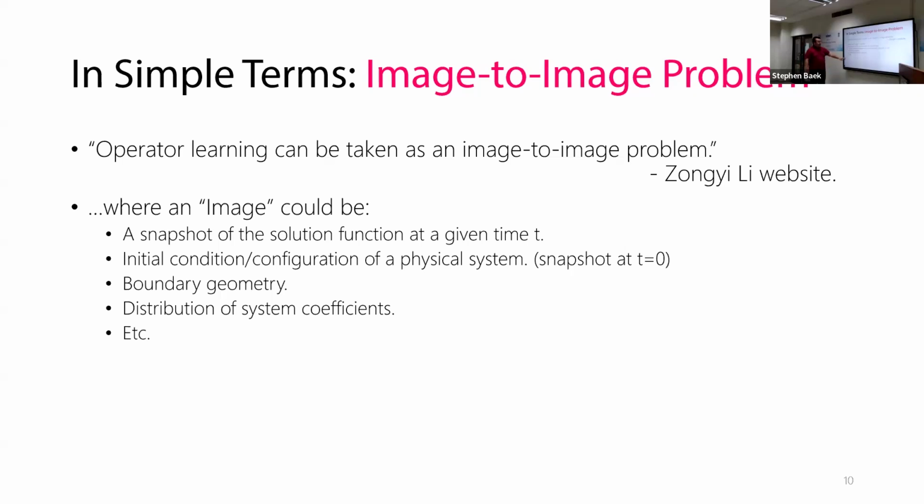System coefficients, things like the density, or the porosity of a porous media, a lot of different things can again be represented as a function, right? If you have a constant value such as the Reynolds number, then you can just consider a constant function, where the image is filled with the same number everywhere. So depending on the physics problem, there can be many different images. And what neural operators do is essentially find the image to image mapping. Okay?